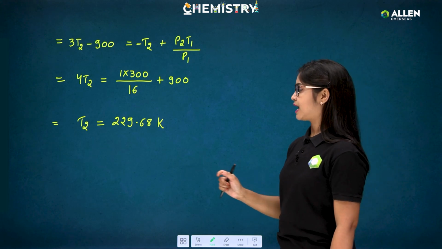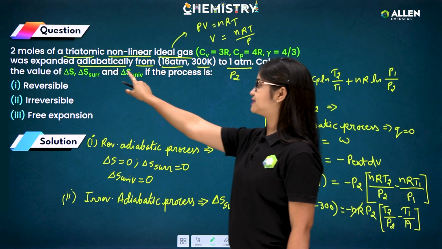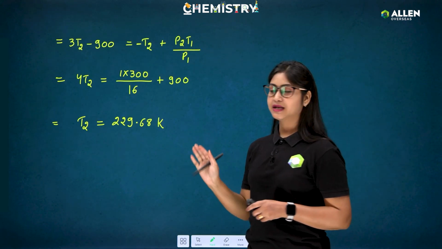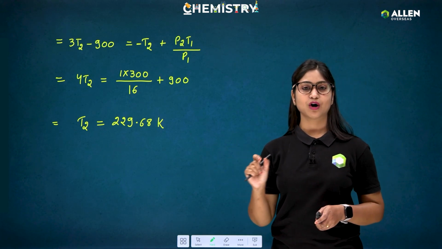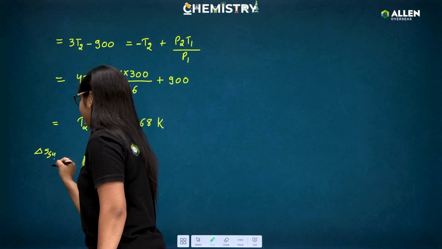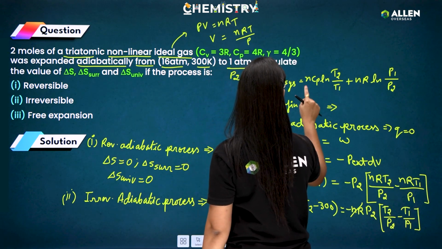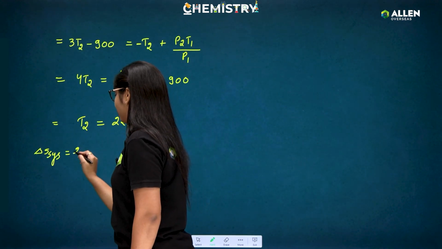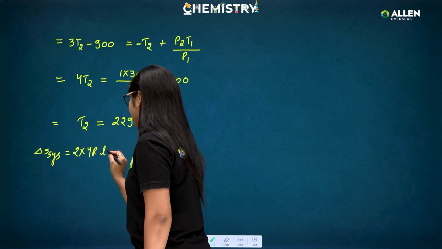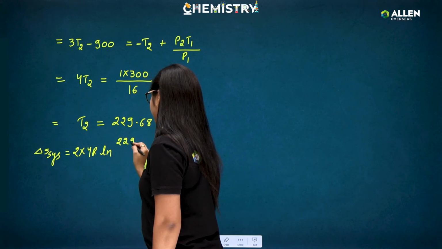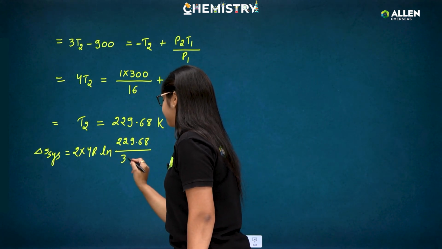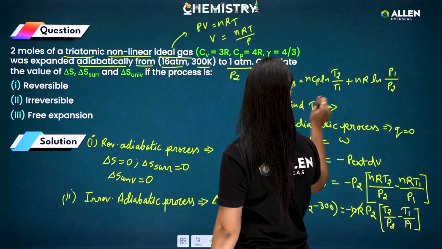This is the final temperature, and it is low temperature, because expansion is taking place. We know in adiabatic expansion the temperature of the gas decreases. So this is the value of T2. Now we just have to place this value in the formula of delta S system to find out the final answer. So delta S system is equal to N Cp ln T2 by T1. N, the number of moles, is given as 2. Cp is 4R. So ln of 229.68 divided by 300, plus NR ln P1 by P2.